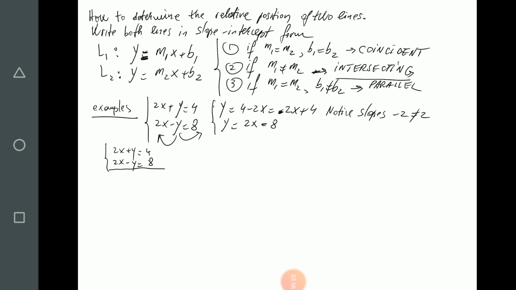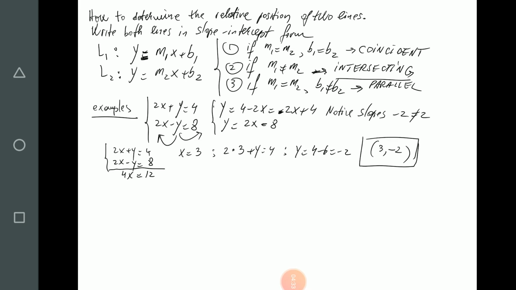Notice here all I have to do is add the 2 equations to eliminate y, and that gives me x equals 3. And then you can use the substitution to find the other one. That's going to be easier. So I can plug in, for example, 3 in the first equation: 2 times 3 plus y equals 4. That gives me y equals 4 minus 6, which is minus 2. So the intersection point of the two lines, remember, starting with the x coordinate, is 3 and minus 2. So that's the intersection point.